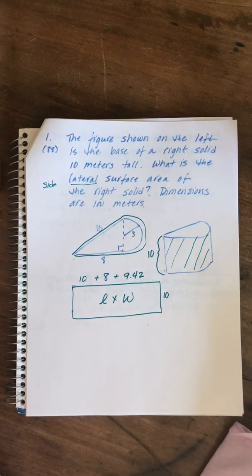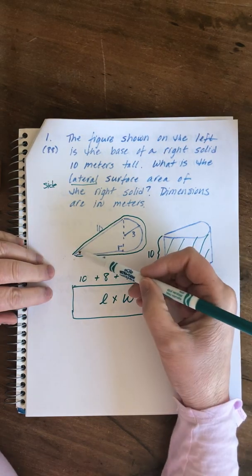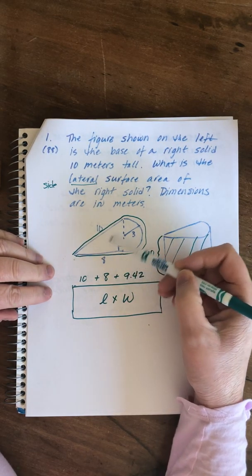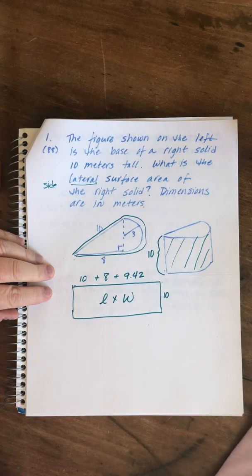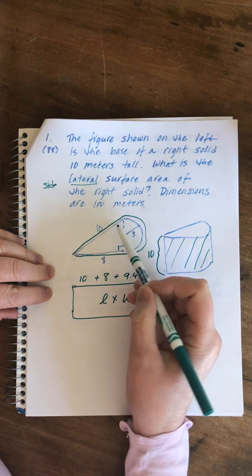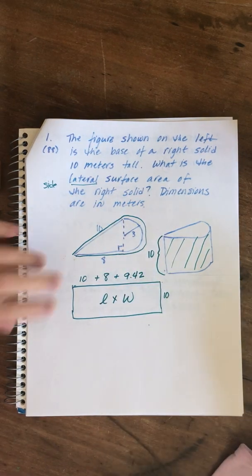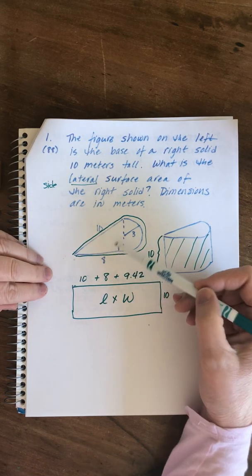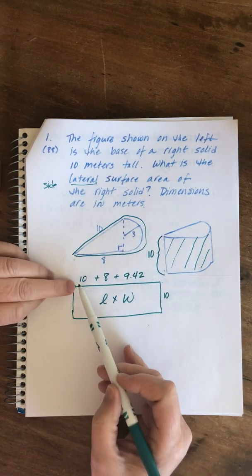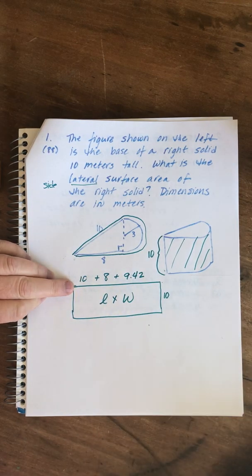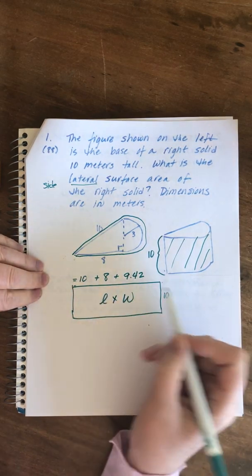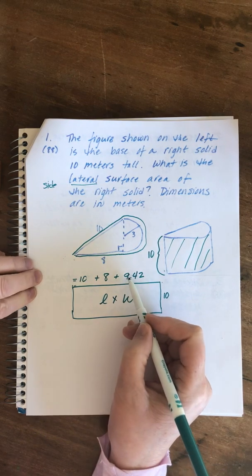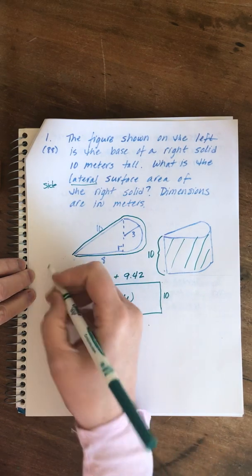Okay? What you got confused about was that you wanted to take the whole area of the triangle, and that's what you calculated. We don't need the area of the triangle. We just need those two sides. Okay? That was where you got waylaid on this problem. No need to take the area. We just need those sides. So 10 plus 8 plus 9.42 equals, let's see, this much is 18 plus 9 is 27.42. Yes.